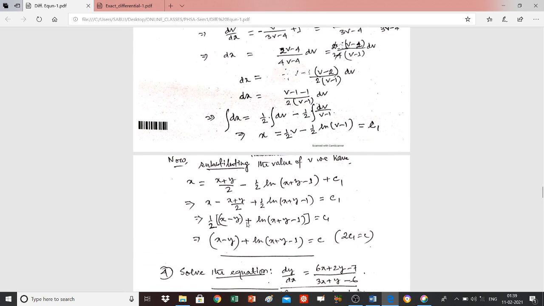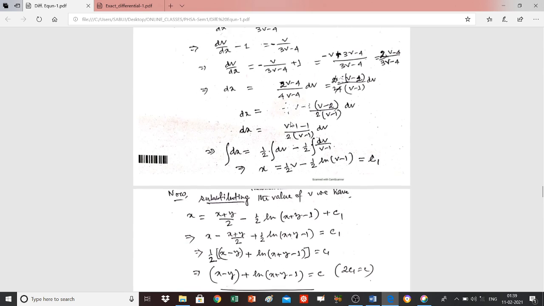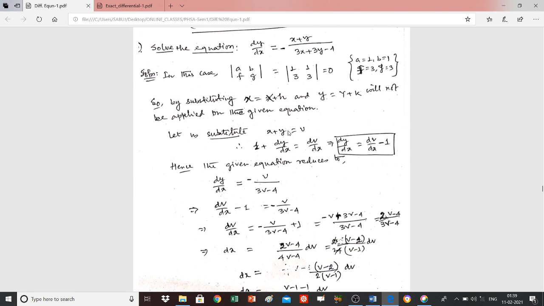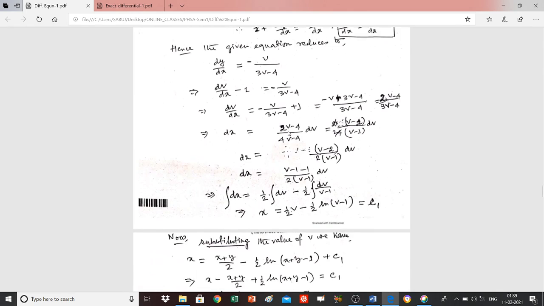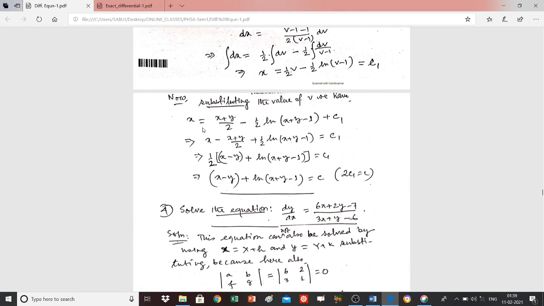So now substitute the values of v. This is a solution, so now you need to substitute the value of v. What was the substitution? The substitution was x plus y is equal to v. So here x is equal to x plus y by 2, because you know that v is equal to x plus y, minus half log of x plus y minus 1, plus c1. This is the substitution process, and these lines are the simplification.